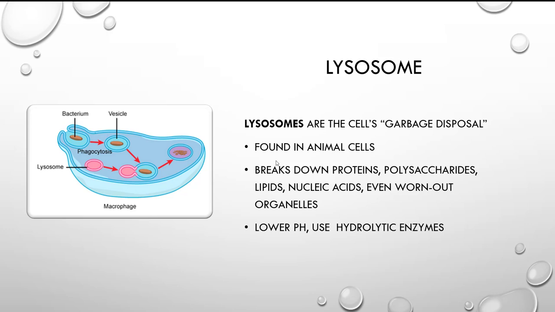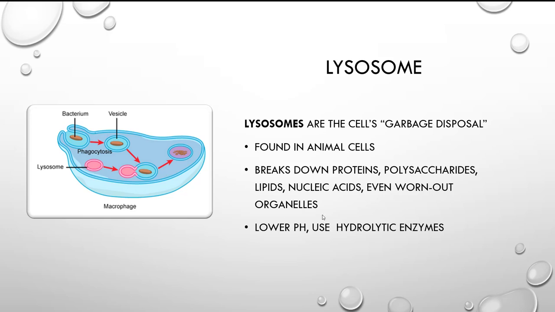So they're going to break down different things. They'll break down nutrients like proteins, polysaccharides, and nucleic acids. They can break down worn out organelles. So if something breaks down, like a mitochondrion or a little piece of something, a worn out organelle, they can break it down to its most basic macromolecules so that it can get reused. They can attack invaders, that kind of thing.